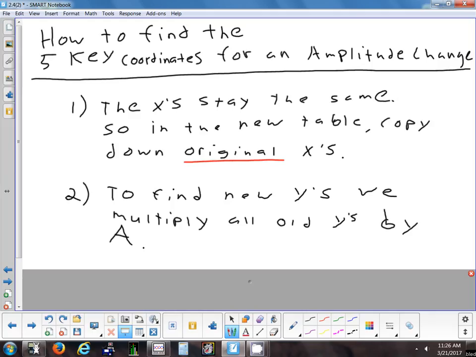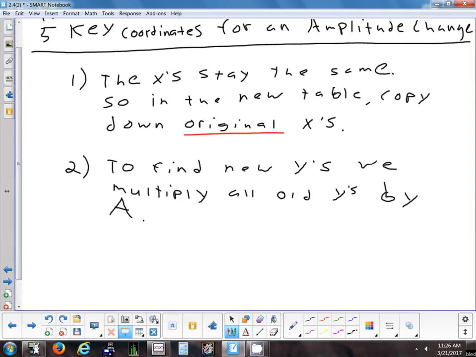Okay, so we'll try one that stretches the graph out. We'll try one that compresses it. And we'll try one that flips it. Any questions on those two steps or why the x's are staying the same this time and the y's are changing? This is both of the transformations we do today. The x's are going to stay the same. Both of them.